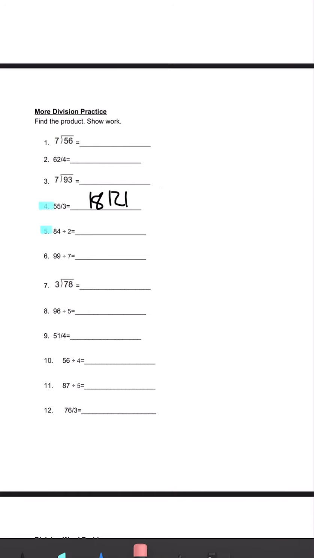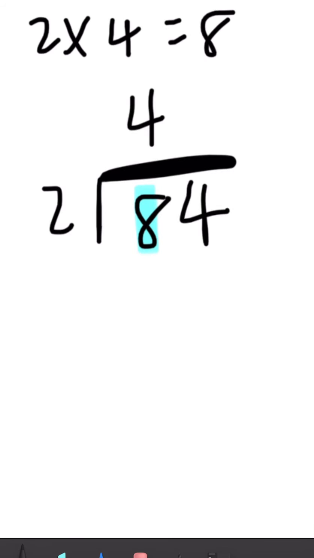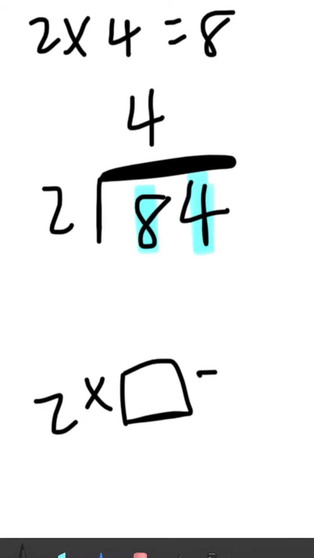Hopefully number 5 makes a little bit more sense. So we'll be doing 84 divided by 2. Okay, so again, we're only looking at this number. How many times does 2 go into 8? It goes in 4 times because 2 times 4 equals 8. Okay, so next we'll look at this number only. So 2 goes into 4 how many times? 2 goes into 4 2 times. So your answer is 42.